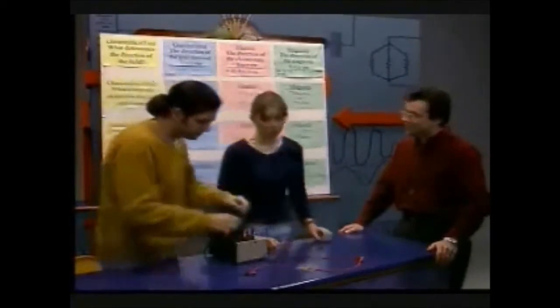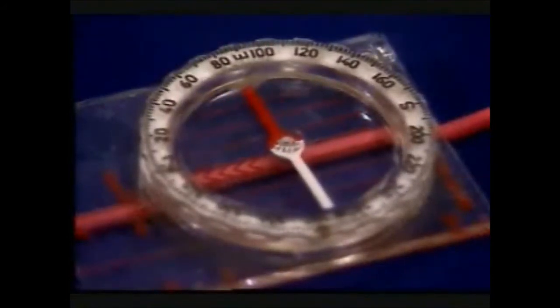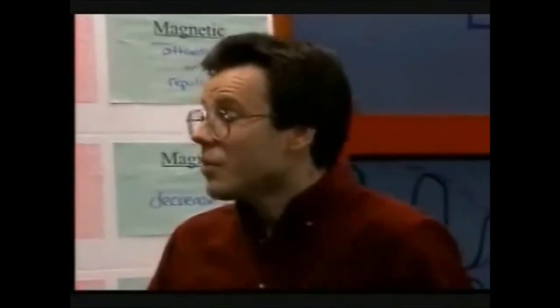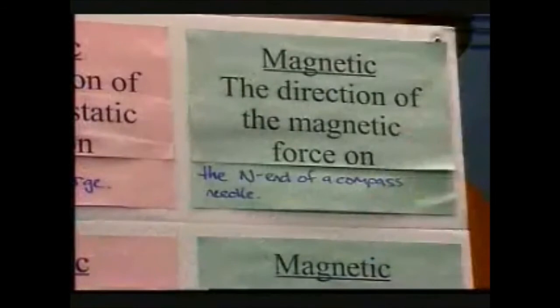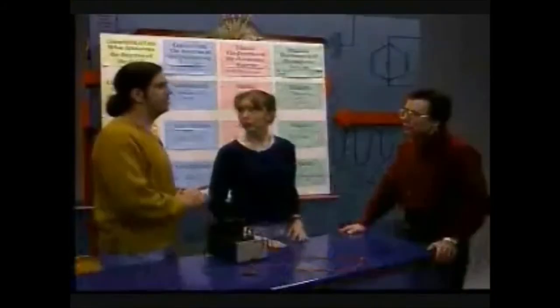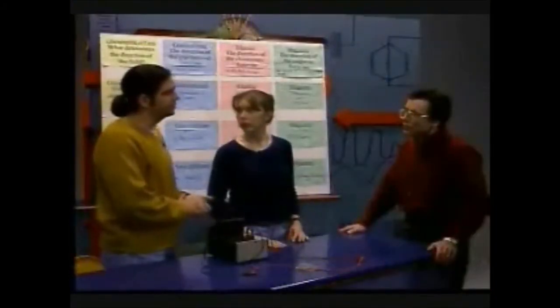Try it. Wow, the compass needle deflects in the opposite direction. Why? Well, how do we define the direction of a magnetic field? That's the direction the north pole of a compass needle would point when placed in a magnetic field. So when the current through the wire is reversed, the compass needle points in the opposite direction because the magnetic field around the wire switches direction. You've got it.